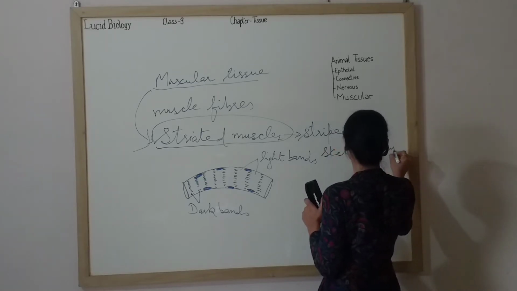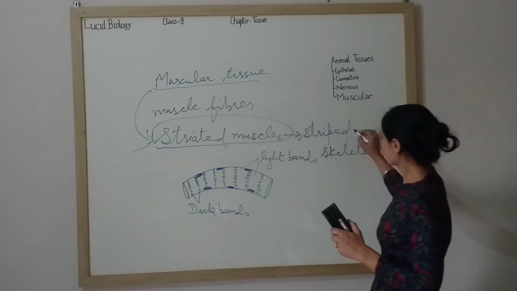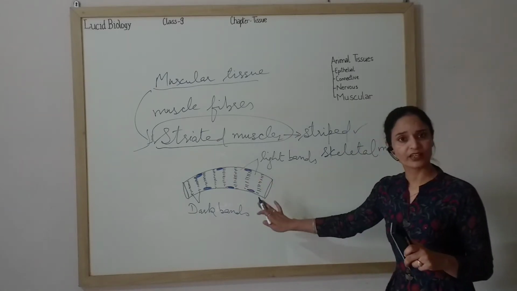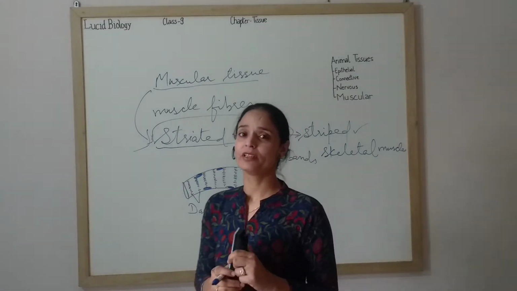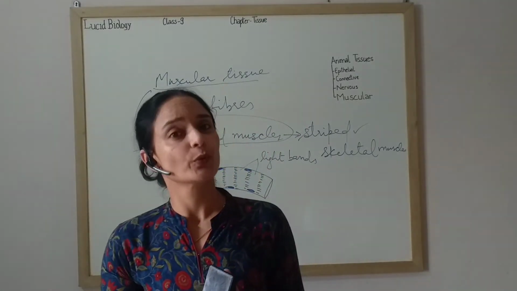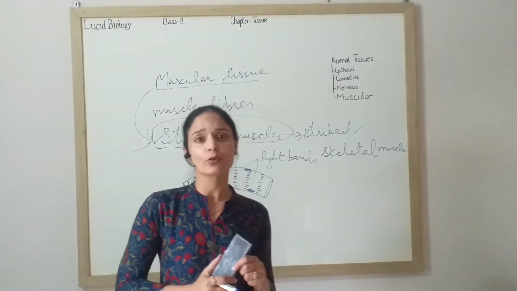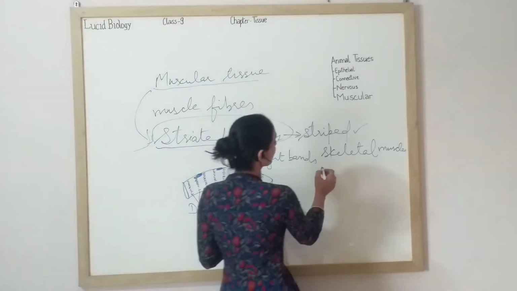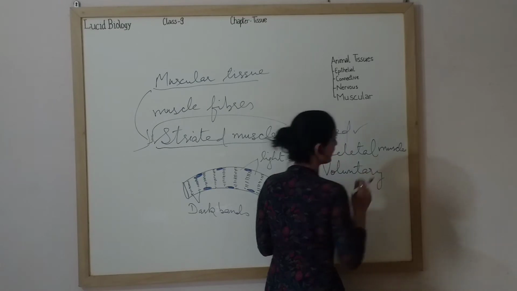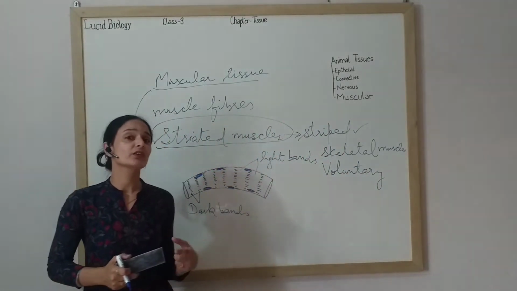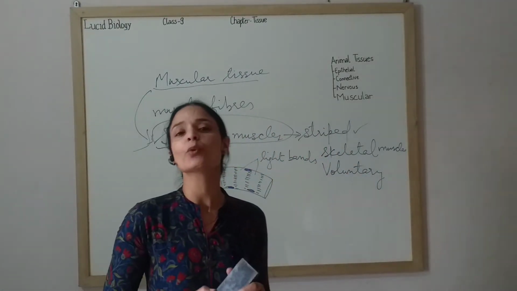Fine. Now, another name of striated muscle is skeletal muscles. First, they are called striped because they have alternate light and dark bands. Then they are called skeletal muscles because they are connected with bone. They are attached to bone, due to which their functioning can be controlled. Next, they are also called voluntary muscles. Why are they called voluntary? Because we can control their working. They work according to our will.